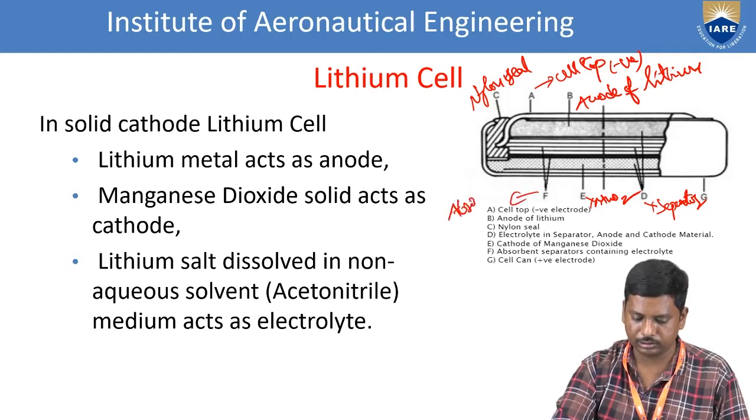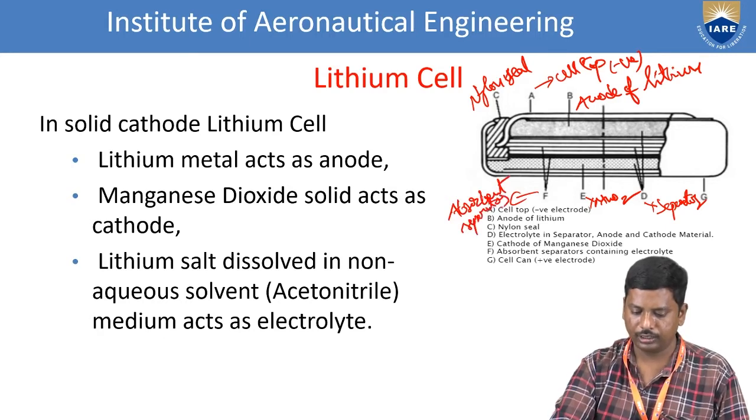Absorbent separators. And the last one, G, is the cell can, which is the positive electrode.